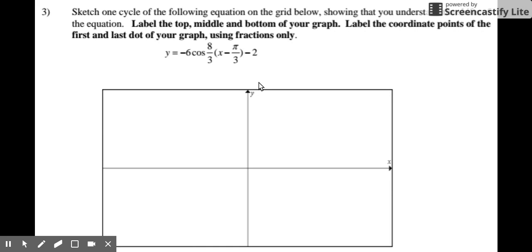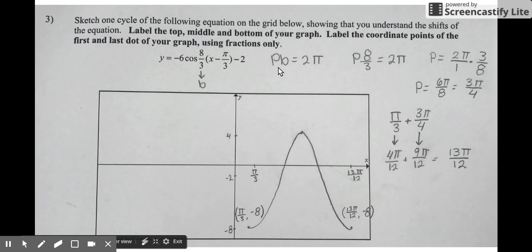All right, so first you should have taken PB equals 2 pi, plugged in 8 over 3 equals 2 pi, and then figured out that it would have been 6 pi over 8, which simplifies to 3 pi over 4. Then we take pi over 3, which we got from the equation, and add 3 pi over 4 to it, getting common denominators of 12, adding them together to get 13 pi over 12. Then we head over to graph it.